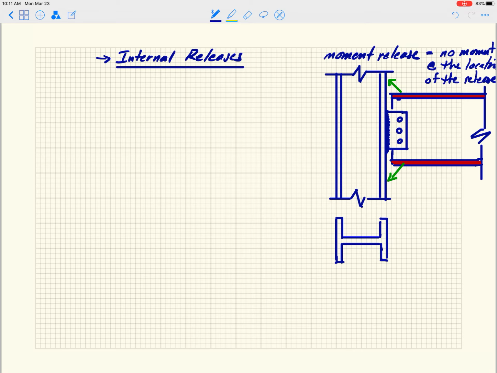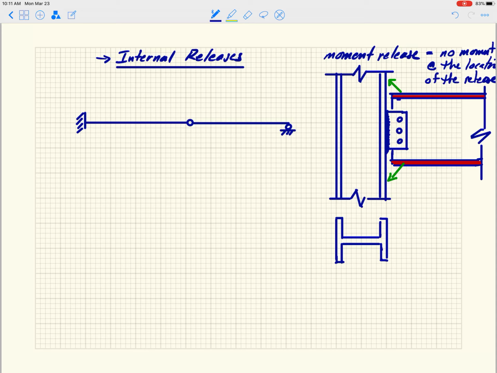So let's do a quick example here. There's really only one rule on how to deal with releases. If I'm going to draw a structure with a release, the release we're just going to draw as a little circle there, and the difference between that and the roller support is the roller support has this little hashed area underneath it.